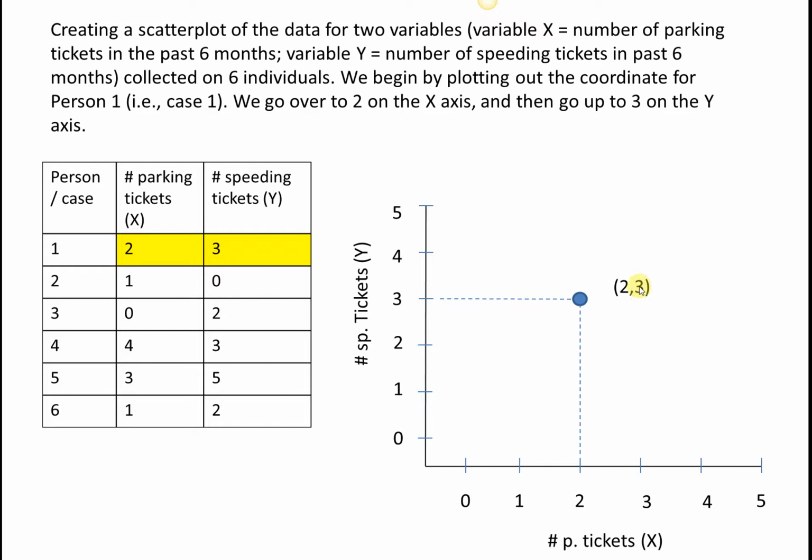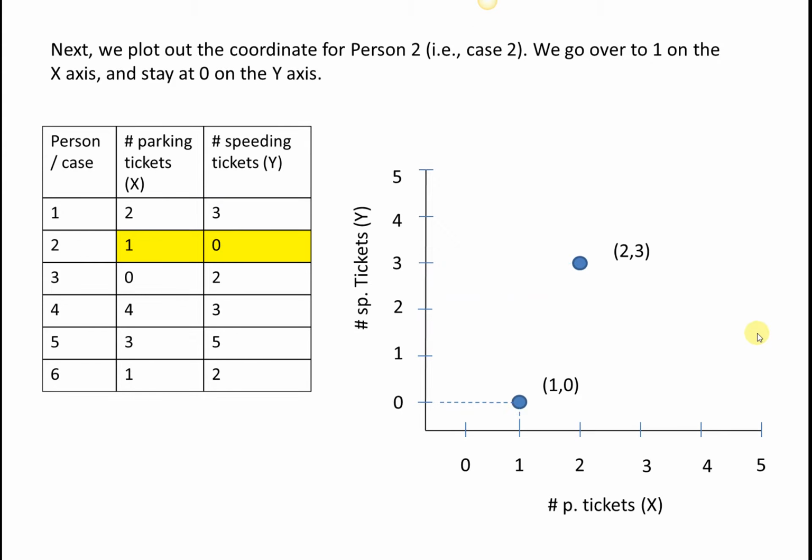Usually in scatterplots you don't see the actual coordinate given, you just see the plot of data points. But in this system right here, the 2 is representing the value on X, the 3 is representing the value on Y. Now let's look at person 2. That person had a value of 1 on variable X and a value of 0 on variable Y. So that person's coordinate would fall right here.